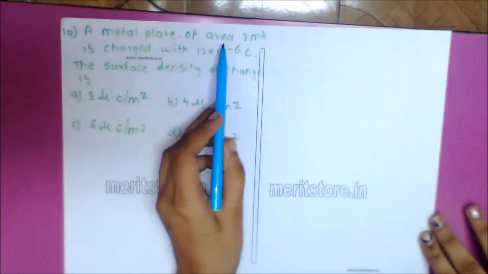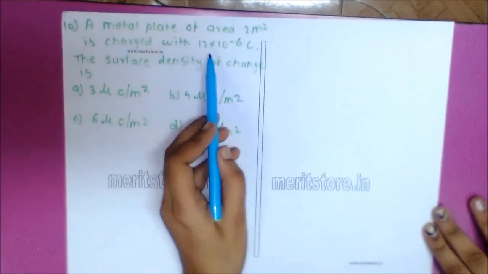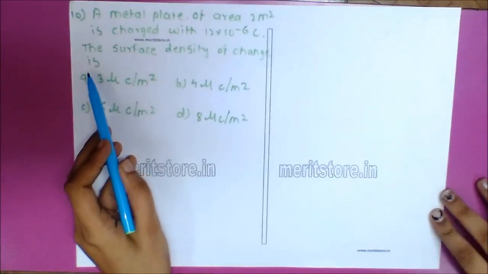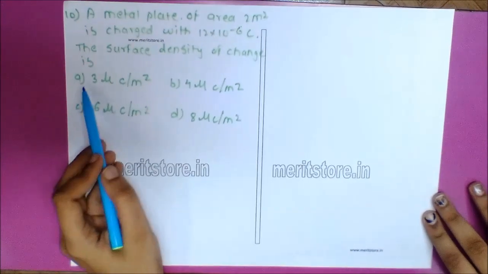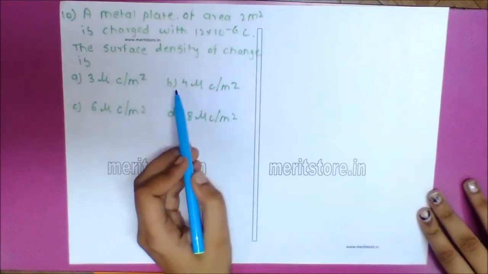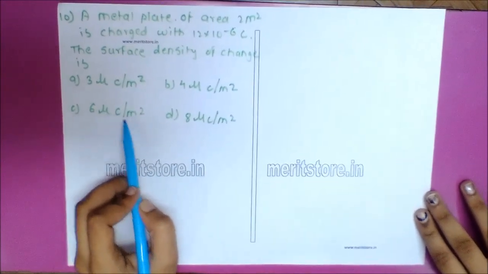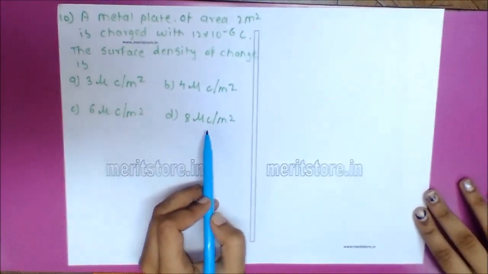A metal plate of area 2 meter square is charged with 12 into 10 raised to minus 6 coulomb. The surface density of charge is: A. 3 mu coulomb per meter square, B. 4 mu coulomb per meter square, C. 6 mu coulomb per meter square, D. 8 mu coulomb per meter square.